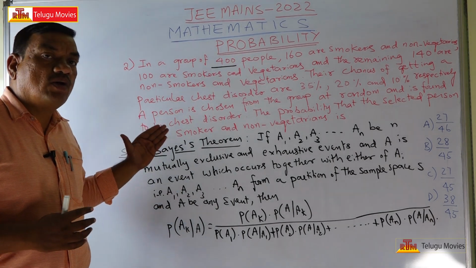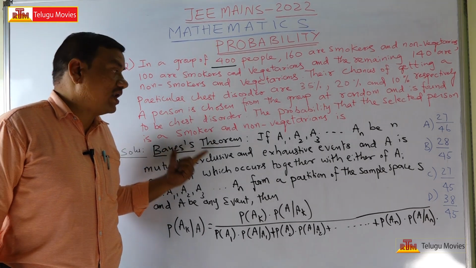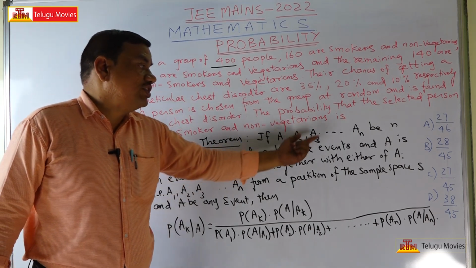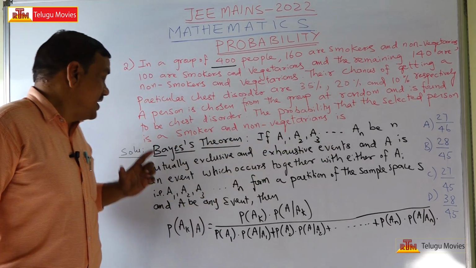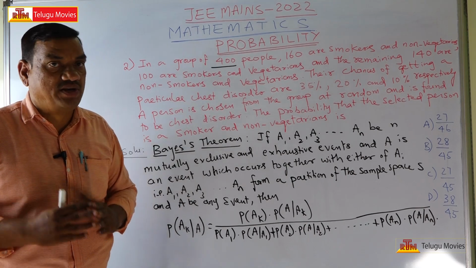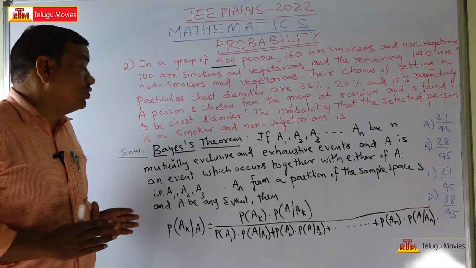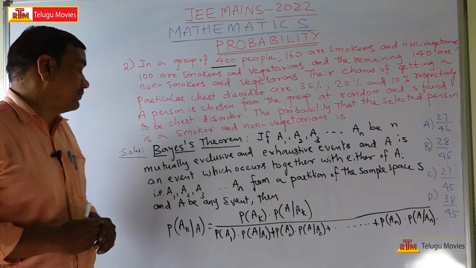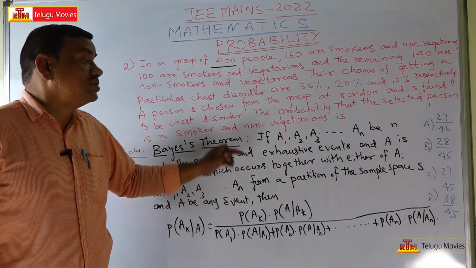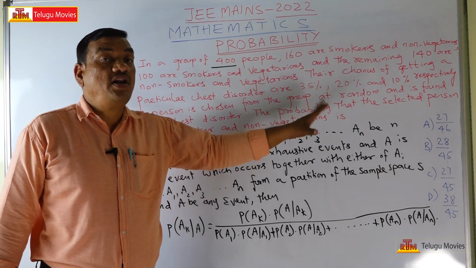To solve this problem, we should know one basic idea, that is Bayes' theorem. Bayes' theorem states that if A1, A2, A3, and so on up to An are n mutually exclusive and exhaustive events of a sample space, and A is an event which occurs together with either of these A1, A2, A3, so on, An.